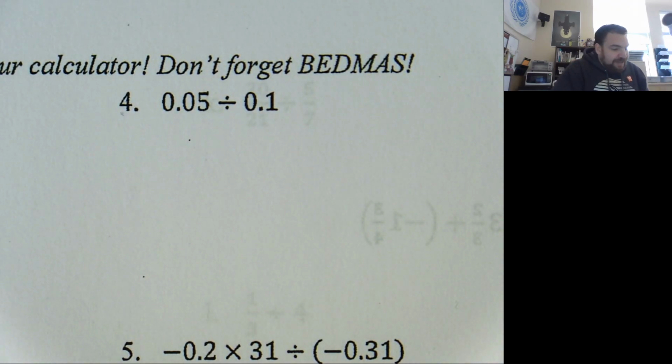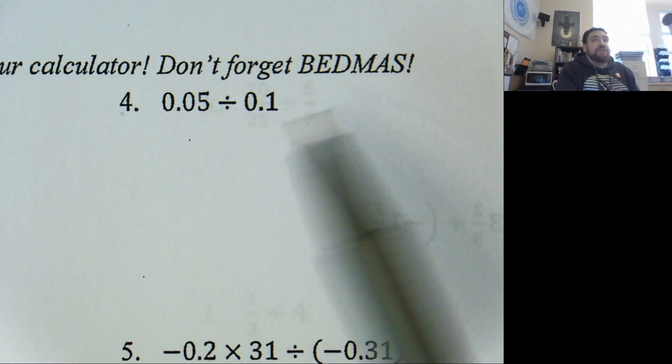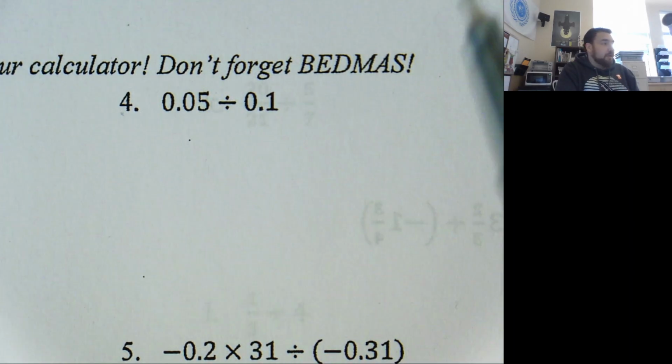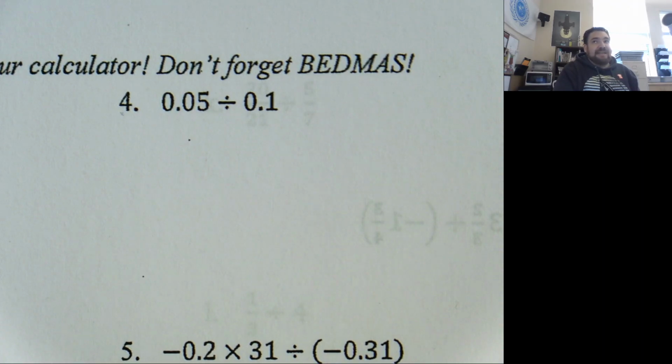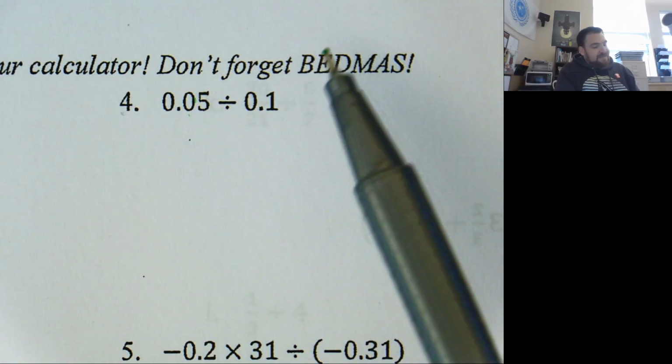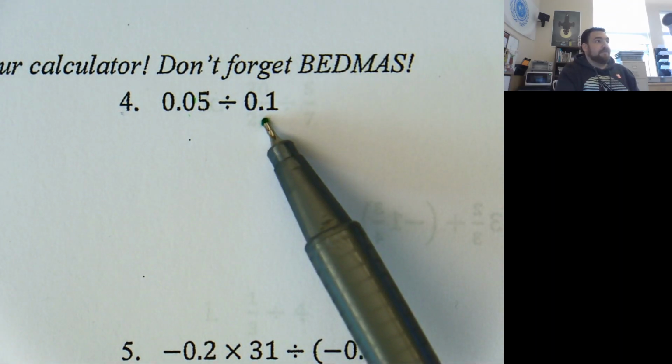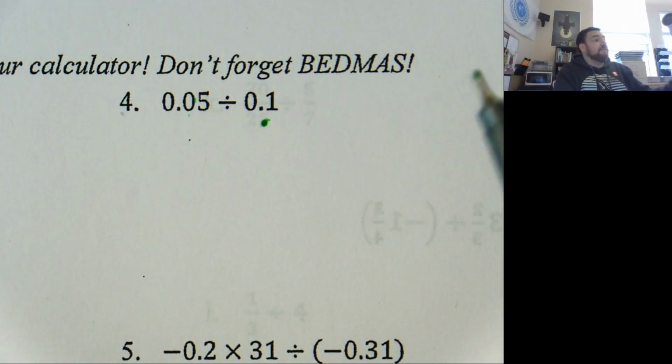I have 0.05 divided by 0.1. I do not have the same number of decimal places in this question as I did in the previous question. And so that can change things ever so slightly. When I have something like this, which of the two do I most want to get the decimal away from? The thing I'm dividing or the thing I'm dividing by? The thing I'm dividing by.